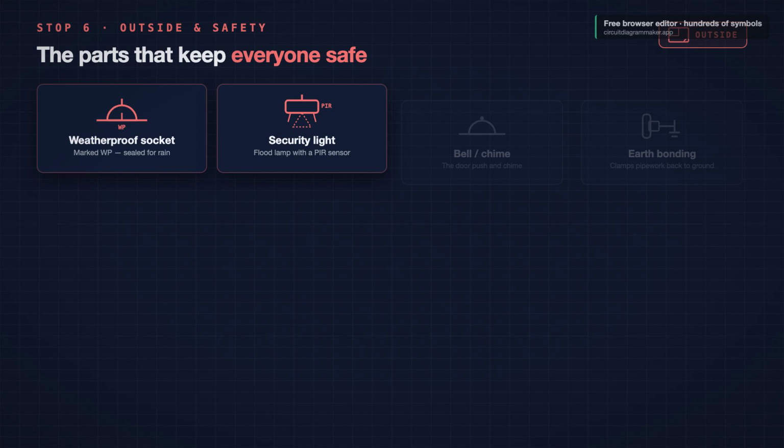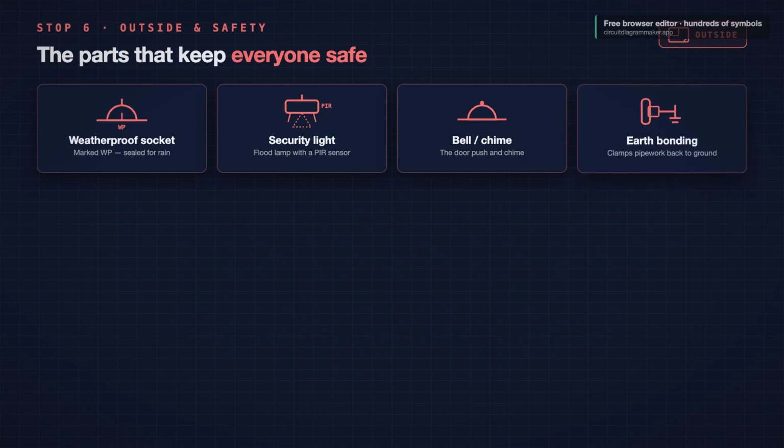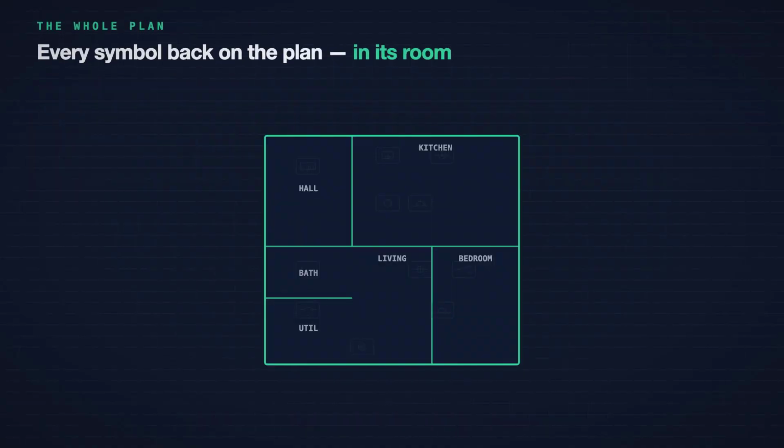Then the invisible hero of every plan, earth and bonding. The main earth from the board and the green and yellow bonding conductors clamped to the water pipe, the gas pipe, and any metalwork tying the whole house to ground. Weatherproof socket, security light, and bonding, the outdoor and safety layer.